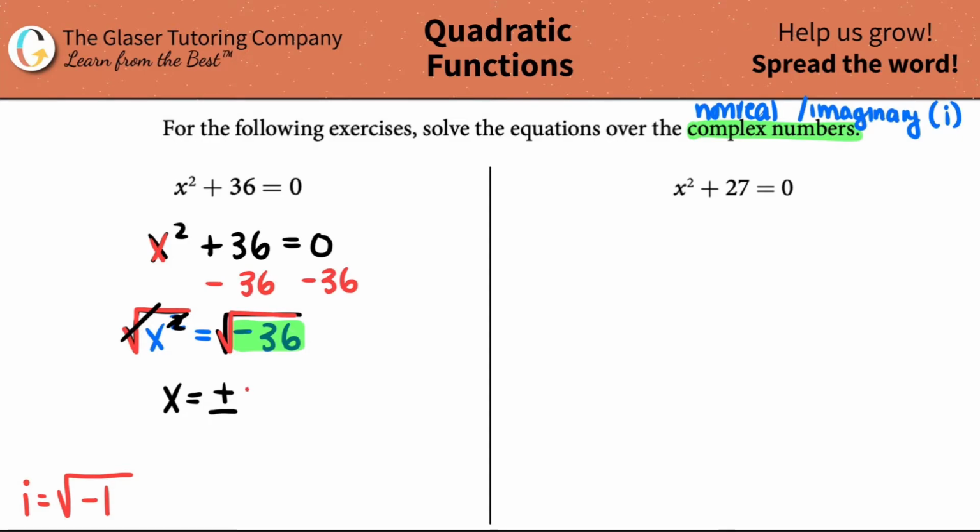Okay, so now we have something like this, right? The square root of -36. How do we get rid of, or not get rid of, but how do we separate this negative from the 36?